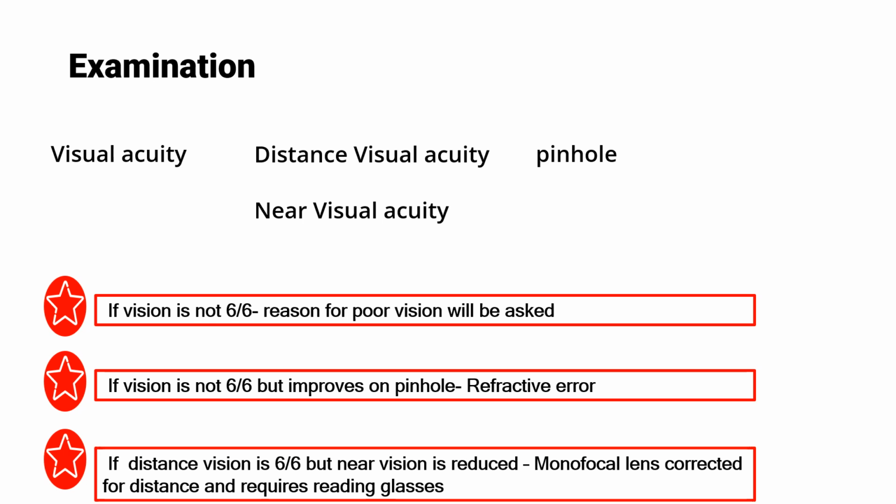If the vision is 6/6 but near vision is reduced, then you will say that probably monofocal lens was used and that's why patient requires glasses for near. That would be your answer.